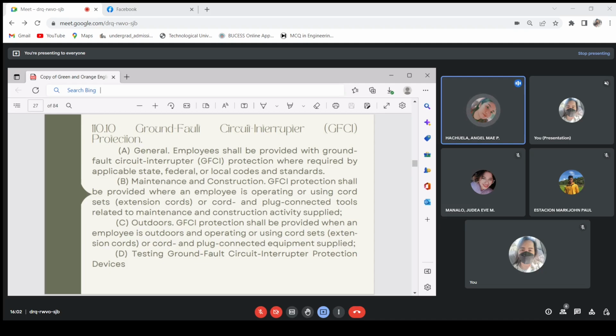Article 110.10 Ground Fault Circuit Interrupter Protection or GFCI. In general, employees shall be provided with ground fault circuit interrupter protection where required by applicable state, federal, or local codes and standards.